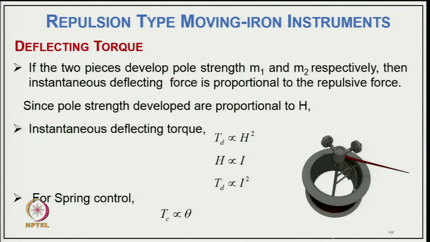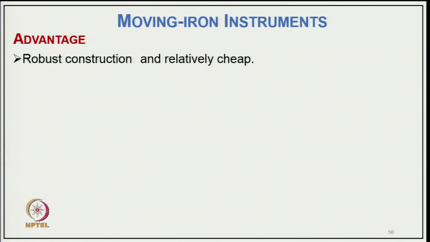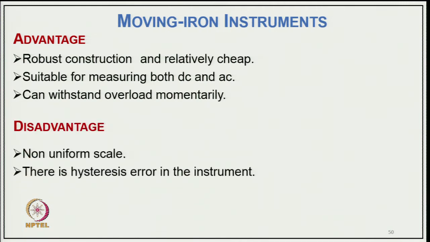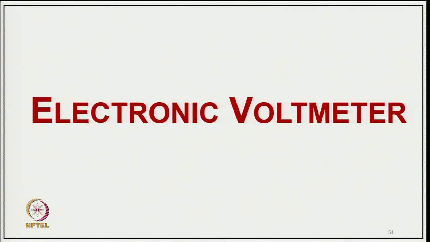For spring control, T is proportional to theta. So, in the steady position, T_D equals T_C. For DC, theta is proportional to I square, and for AC, theta is proportional to I RMS square. The advantages are robust construction, relatively cheap, suitable for measuring both DC and AC, and they can withstand overload momentarily. The disadvantages are a non-uniform scale and a hysteresis error in the instrument, since a large amount of power is consumed to supply the I square R loss in the coil and magnetic losses in the vane. So, it is not a very sensitive instrument.